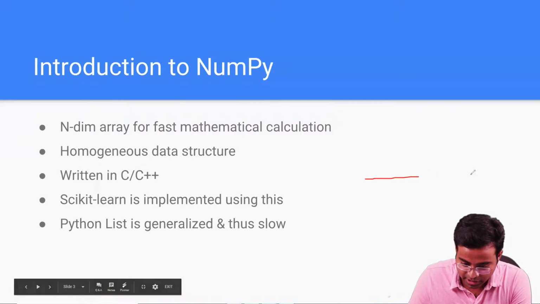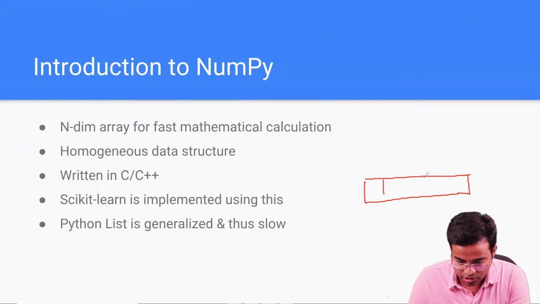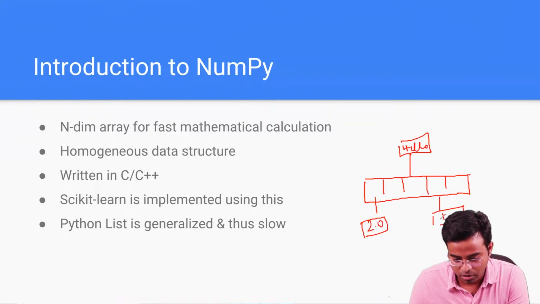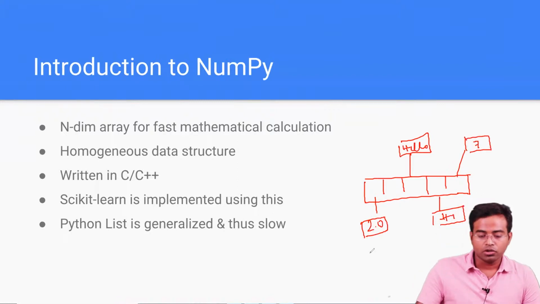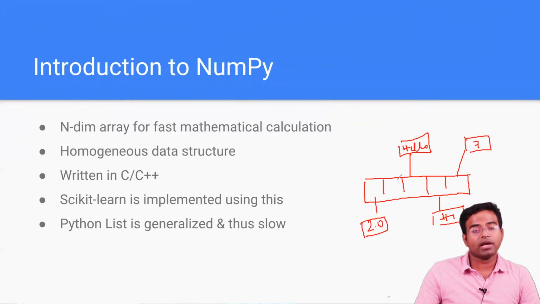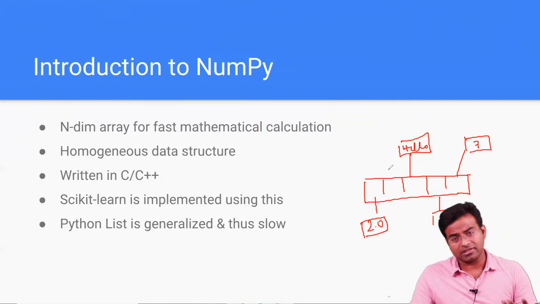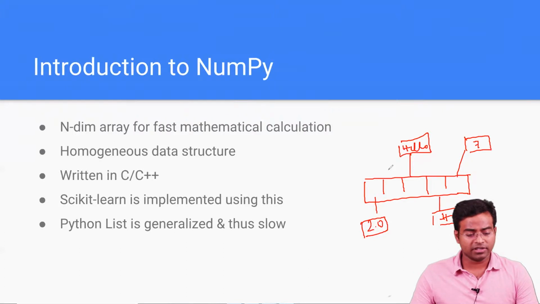Let's see, this is your Python list, and these are different contents here. This is pointing to 2.0, this is the first data. This is pointing to hello. This is pointing to hi. This is pointing to 7. So you have different types of data here. This is how a list does it. It actually references, and that is what allows it to store data of heterogeneous types.